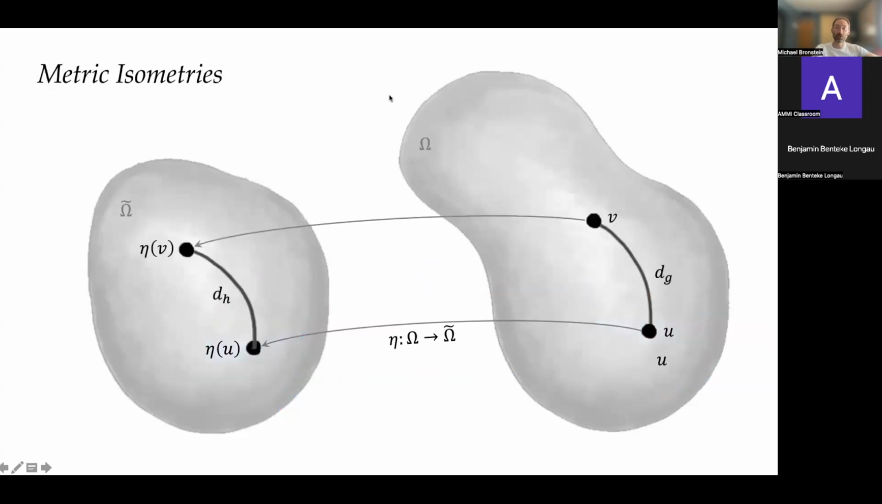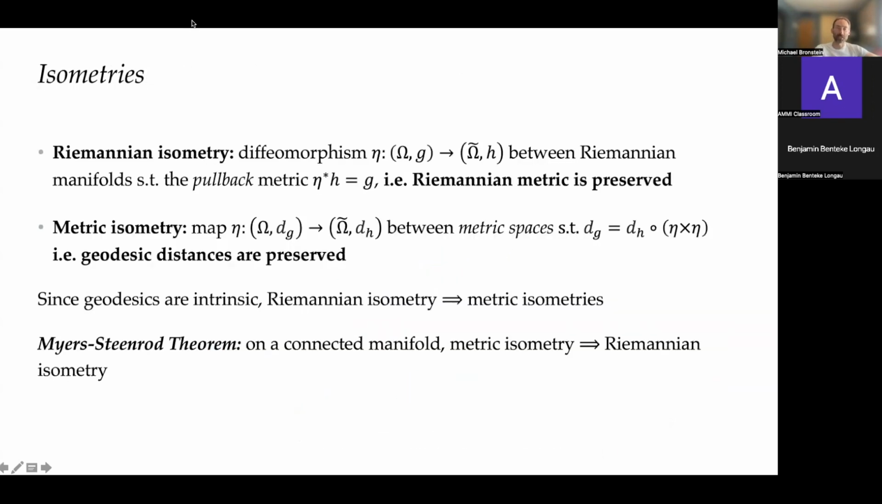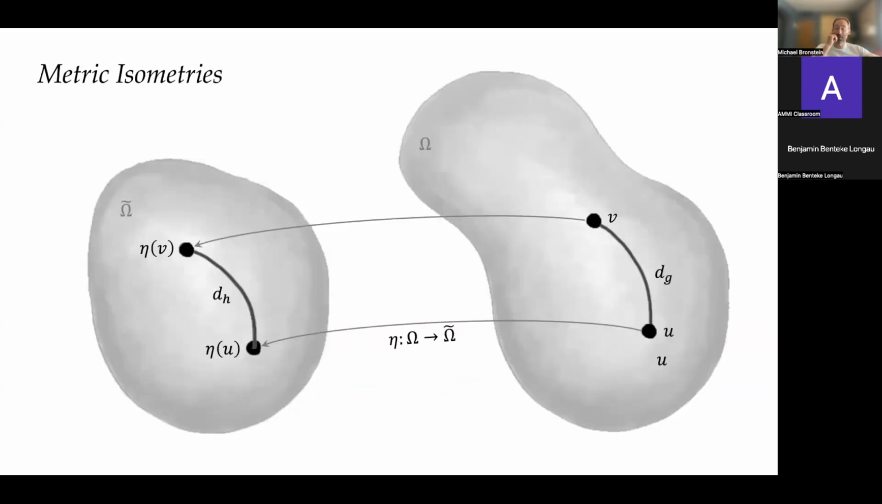And if these two metrics coincide, right? If the metric that is given by pullback on the new manifold coincides with the original one that I denoted by g, for every point, then we're talking about a map that is an isometry, right? Technically, it's a diffeomorphism between Riemannian manifolds such that the pullback metric is equal to the original one. So it's a map that preserves the Riemannian metric. Another way of defining isometry in a different sense is I can say that I have two points, u and v.